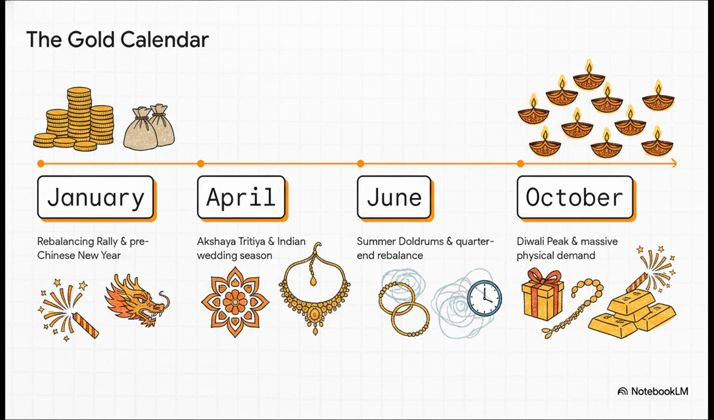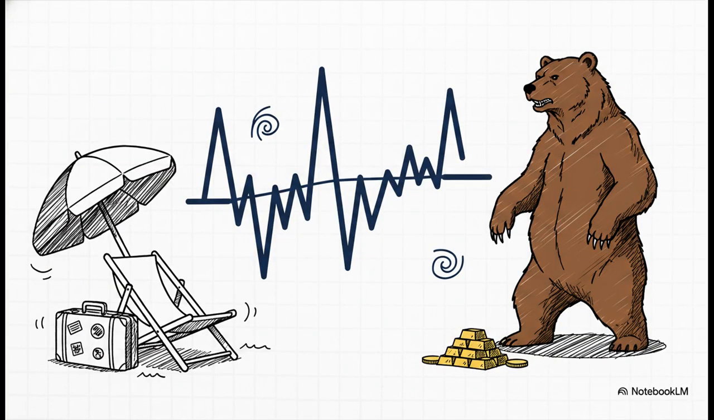In January, you get the rebalancing rally. Institutions are deploying new capital, and folks are buying ahead of the Chinese New Year. Move into April, and boom, you hit the Akshaya Tritiya surge, which kicks off the massive Indian wedding season. Then we hit June, the dangerous summer doldrums, where liquidity basically vanishes. And finally, October brings the Diwali peak, which is historically one of the absolute strongest seasonal tailwinds of the year for gold. Let's zero in on June for a second, just to see how dangerous this terrain can be.